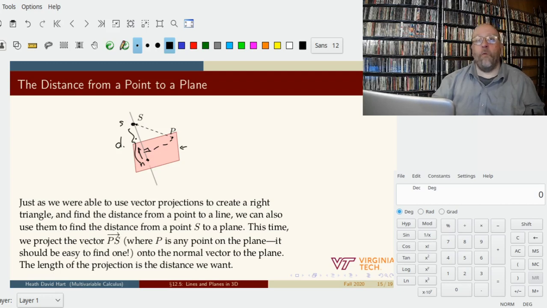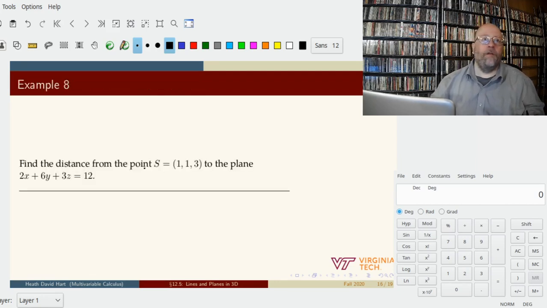This time, we get the leg of the triangle we want by doing the projection. We don't have to do an extra step with the Pythagorean theorem. So if we want the distance from the point 1, 1, 3 to the plane 2x plus 6y plus 3z equals 12, I need a point P on the plane.